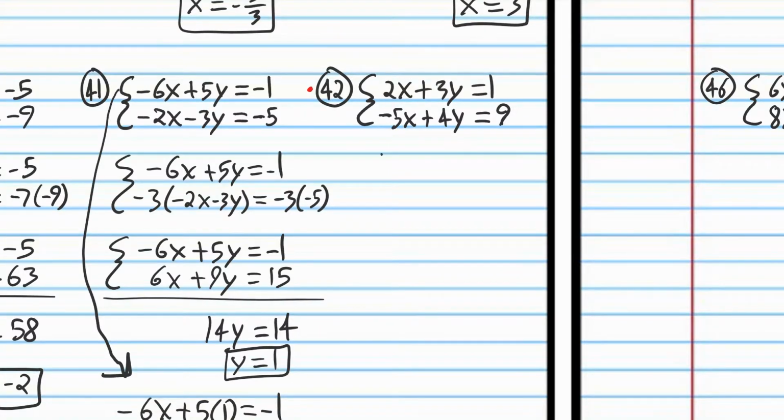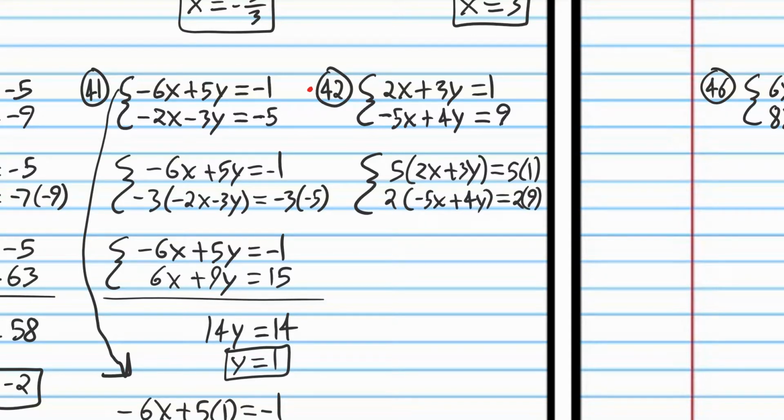So here we go. I'm going to multiply, and when you see me do this, you're going to start to understand immediately what's going on. You're going to multiply the top equation by 5. You're going to multiply the bottom equation by 2. And you can probably see what's happening here already.